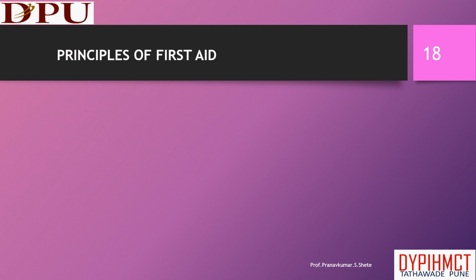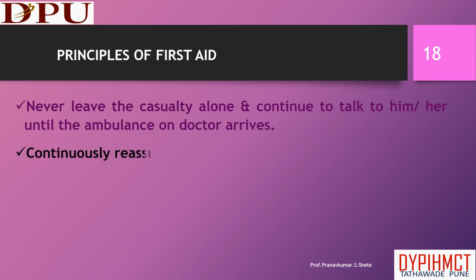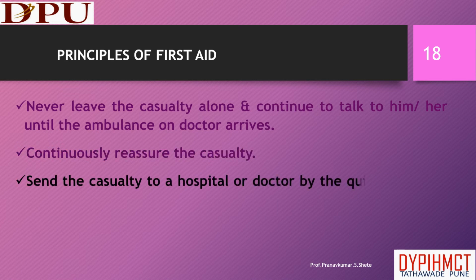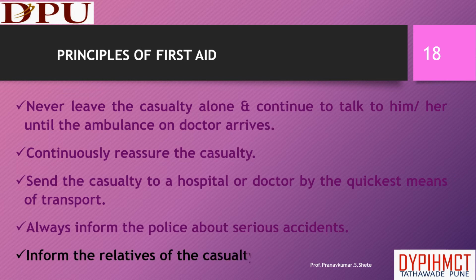Principles of first aid. Never leave the casualty alone and continue to talk to him or her until the ambulance or doctor arrives. Continuously reassure the casualty. Send the casualty to a hospital or doctor by the quickest means of transport. Always inform the police about serious accidents. Inform the relatives of the casualty.